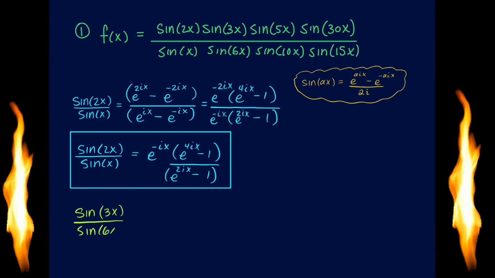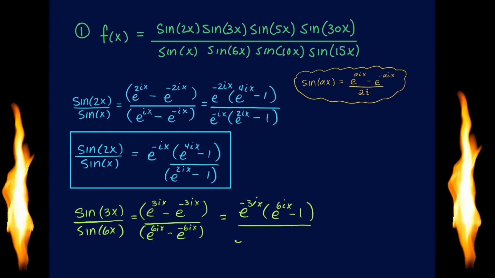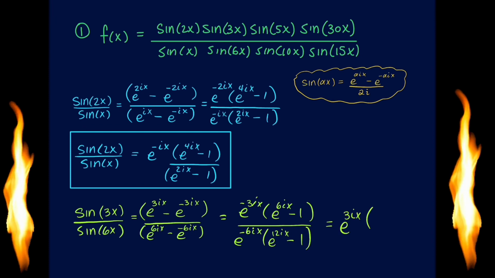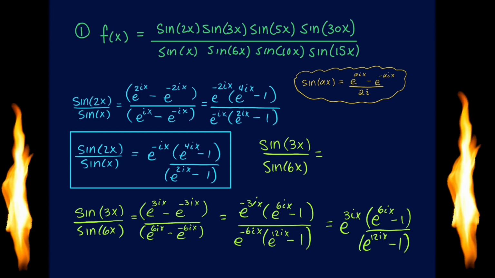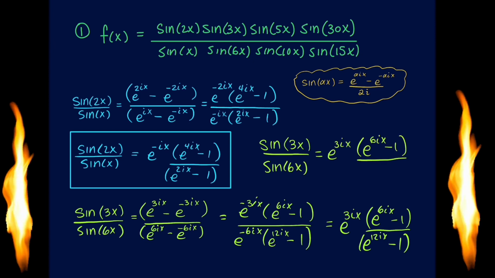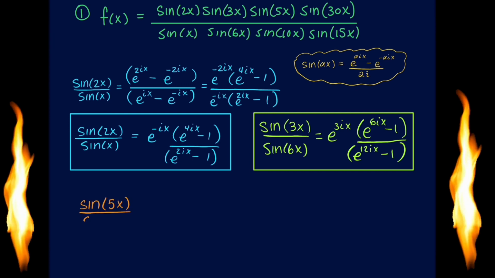I'm going to go through each part of the function f of x and do this. So for sine of 3x over sine of 6x, again we're going to write it out in exponential form. You'll see that the two i's in the denominator of this sine exponential form will cancel out. That's why you don't see them here in the expressions. And simplifying some things, we get e to the 3ix times e to the 6ix minus 1 over e to the 12ix minus 1. So you'll see a lot of these have the same general form. This will be cleaned up in a moment as well.